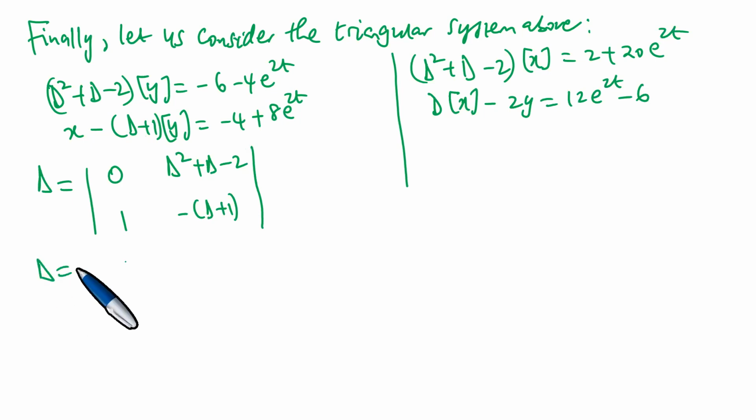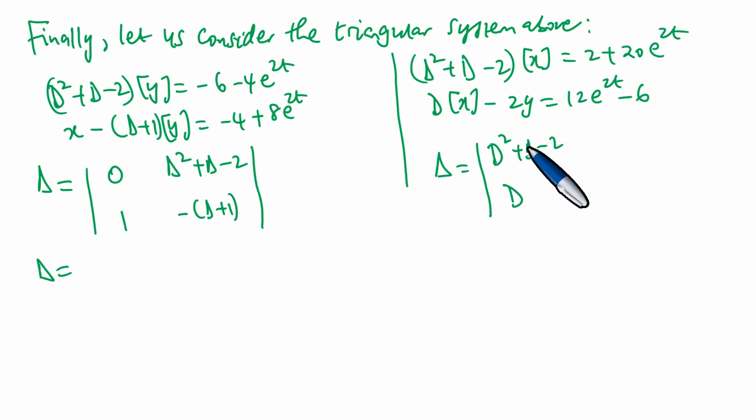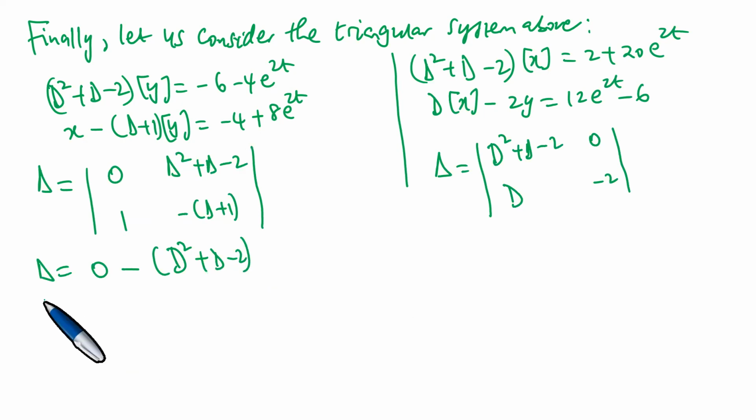Okay, and then now we're going to compute this one spontaneously. Let me write the other delta for the other triangular system operating on x. Right, in which case we have that the operator on x is the d squared plus d minus 2. Operating on x is also just the d here. Operating on y is 0. Operating on y is this. So at this point, this with that is 0. So that you have 0 minus into the d squared plus d minus 2. Okay, and this is the delta, which is minus d squared minus d plus 2.